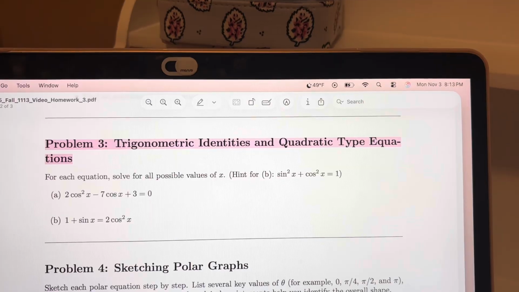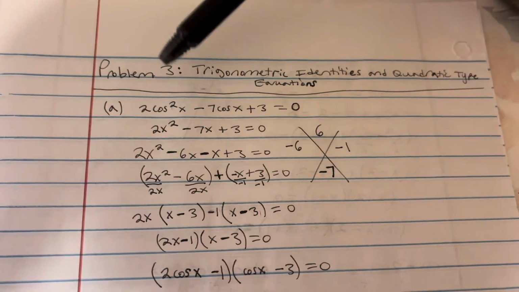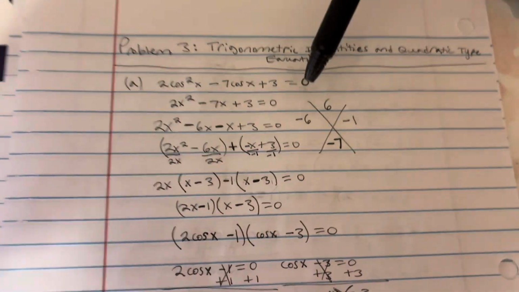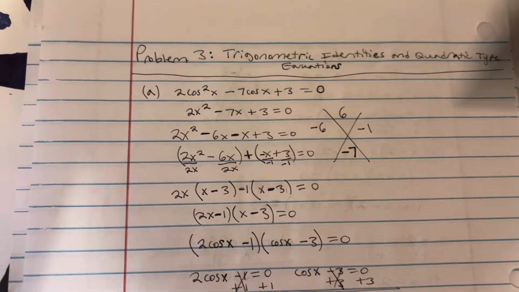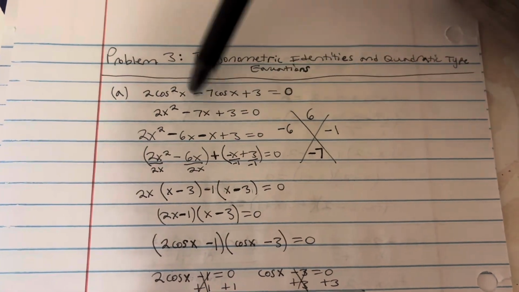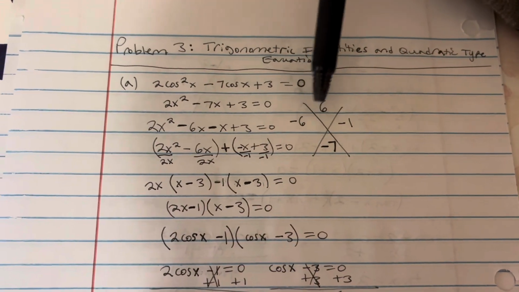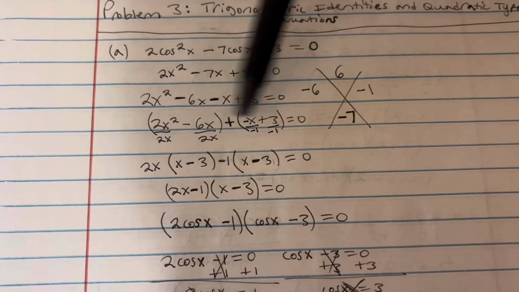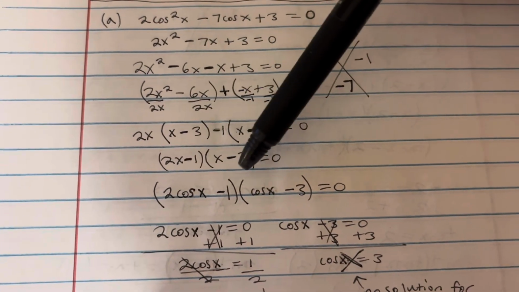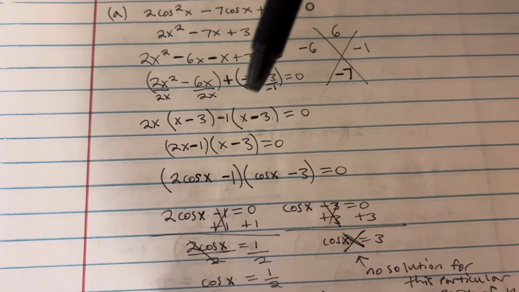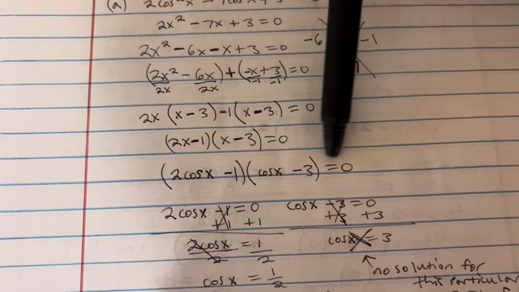Problem 3, trigonometric identities and quadratic type equations. So for A, the first equation is 2 cosine squared x minus 7 cosine x plus 3 equals 0. And we're going to treat this like factoring as well. So we replace the cosine with just x, removing it. So now we have 2x squared minus 7x plus 3 equals 0. We factor, what multiplies to 6 but adds to -7, -6 and -1. So then we input those, and then we factor, and we get 2x minus 1 times x minus 3 equals 0, which leads to, then we input the cosine in there, so that's 2 cosine x minus 1 times cosine x minus 3 equals 0.